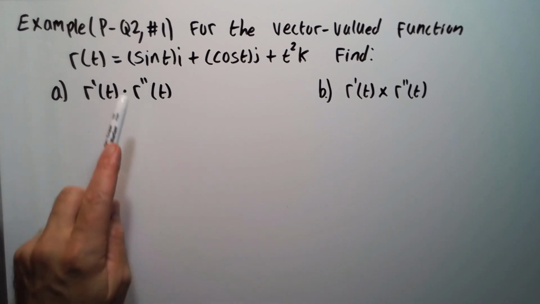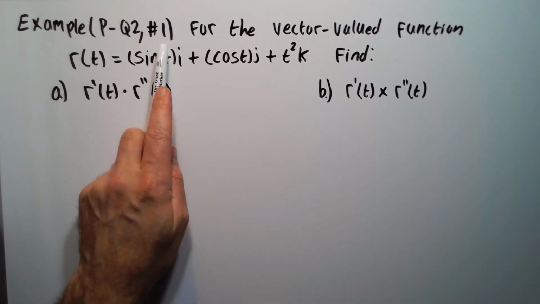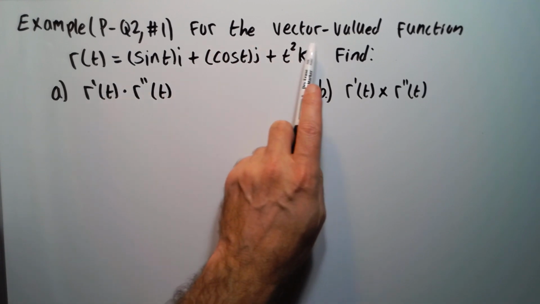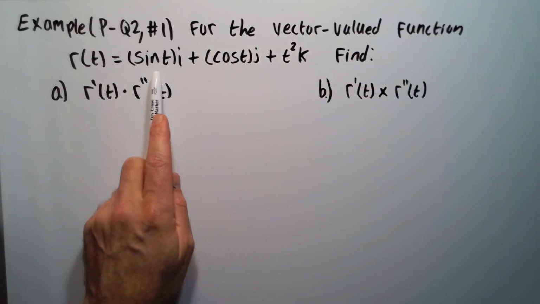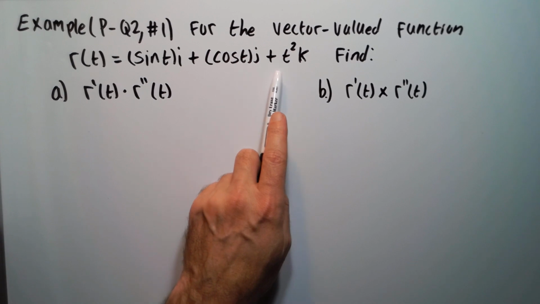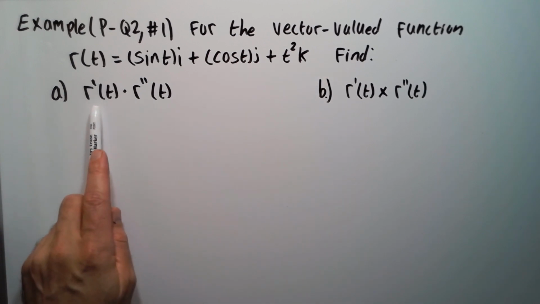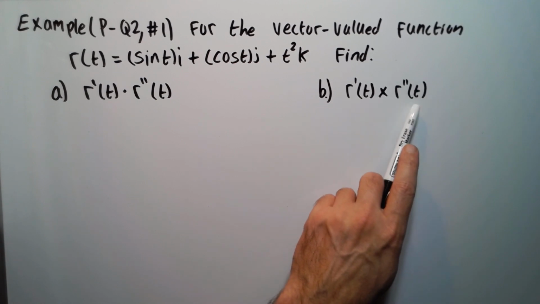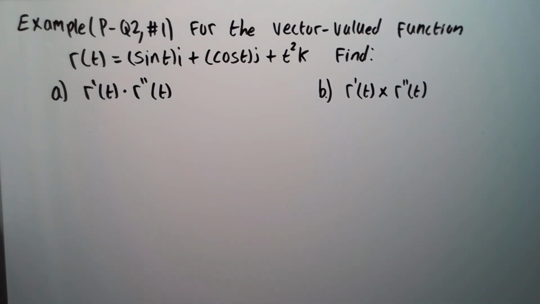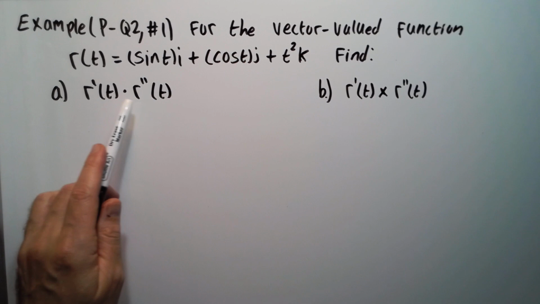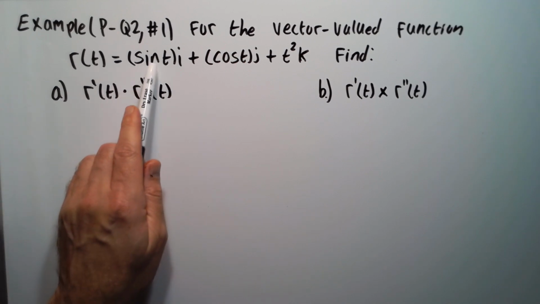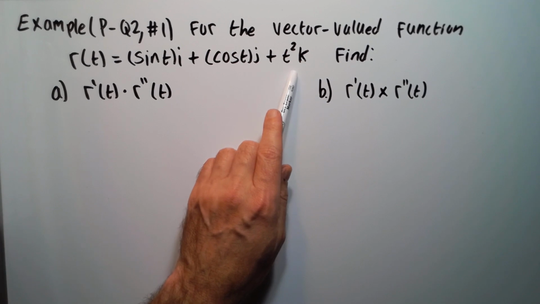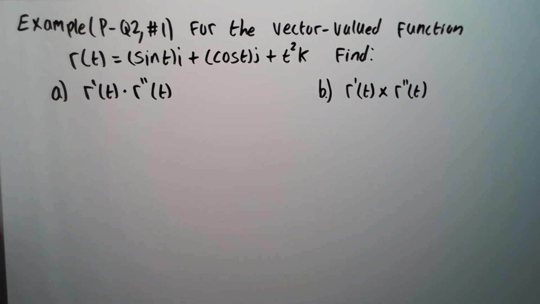Okay, so our example is from practice quiz 2, actually question 1 continued. We already graphed this guy. So it says, for the vector valued function r of t equals sine t i, cosine t j, t squared k, find r prime dotted with r double prime and r prime cross r double prime. So let's first find r prime and r double prime. Let's do r prime first. So it'll be the derivative of sine, cosine, the derivative of cosine, minus sine, the derivative of t squared, 2t, so let me write that here.